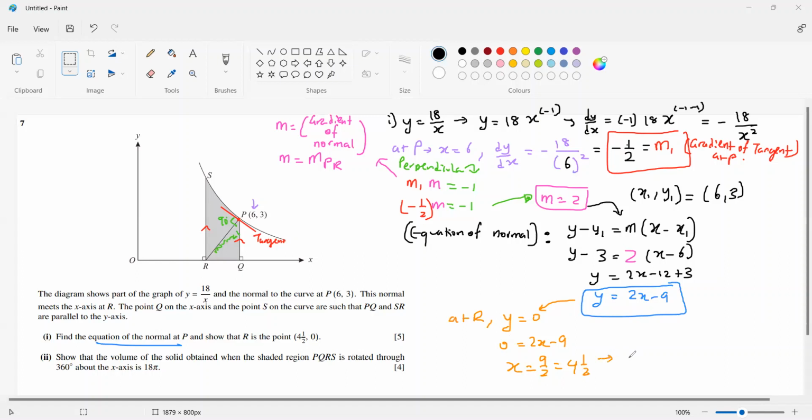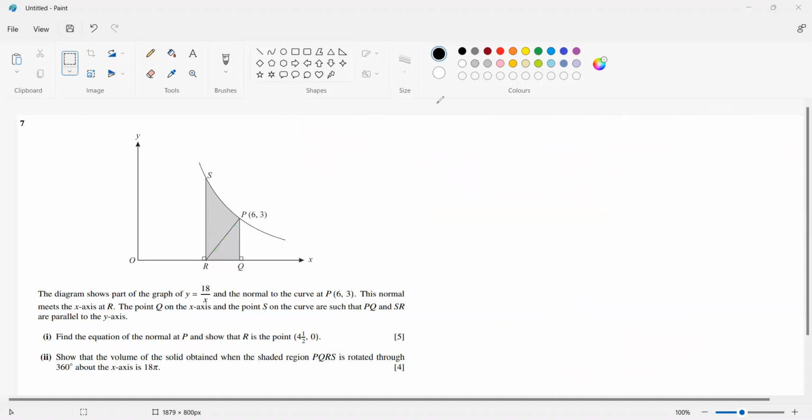Oh, so then we get the second answer, which is the value of R is definitely 4.5 and 0. The x value is 4.5, y value is 0. Okay, so we already solved for this. So let me just clear this one. Okay, let's do the second part.